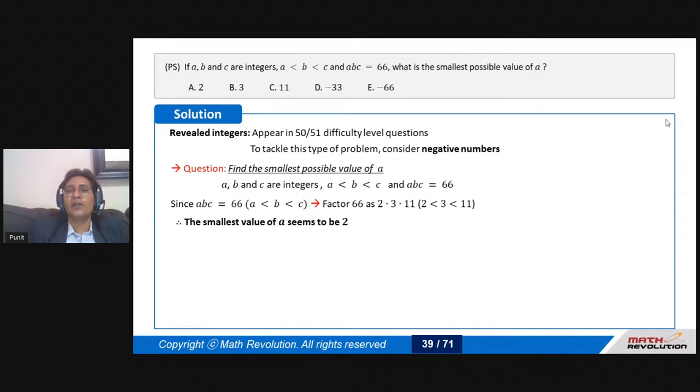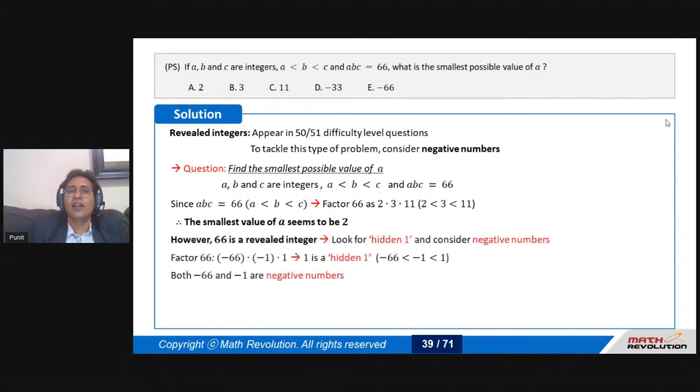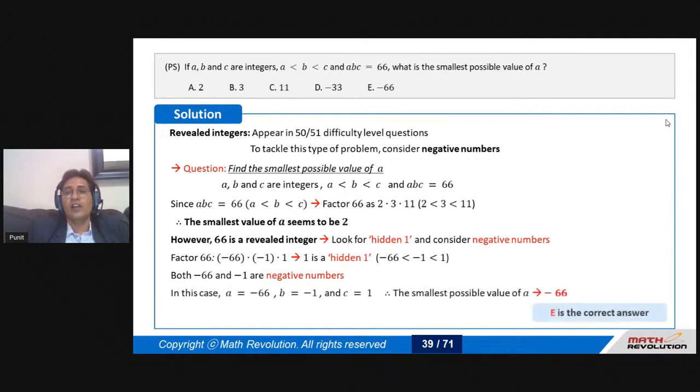Go ahead. But what about the negative number? What if I consider the negative number? How about writing 66 as minus 66 times minus 1 times 1, and it still satisfies the condition. Minus 66 is less than minus 1, which is less than 1. So your lowest value would be minus 66, and your A would be minus 66. So the smallest possible value for A here would be minus 66.